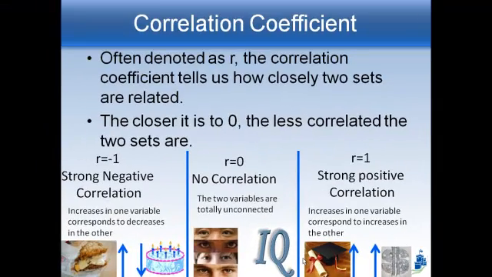Now, most of the time, you're not going to end up with a data set that exists exactly at -1 or exactly at 1 or exactly at 0, but you're going to find a correlation coefficient somewhere in between, okay? But the closer to 1 you are, the stronger your positive correlation is. The closer to -1 you are, the stronger your negative correlation is. And the closer to 0 you are, the less connected your variables are altogether.